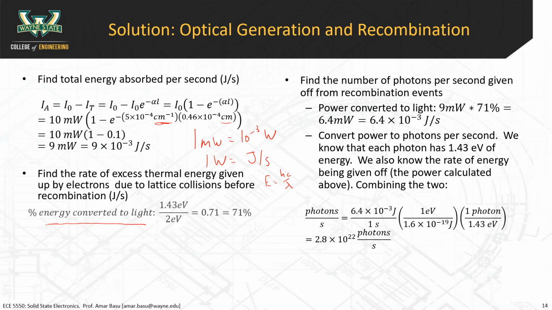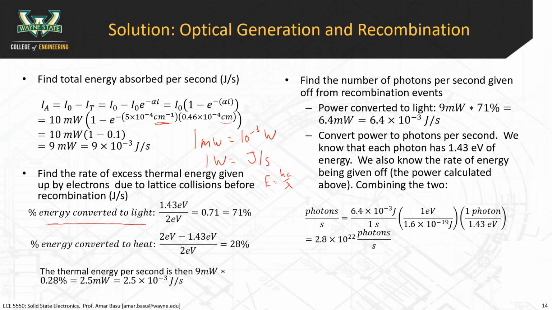All right, so let's go to this again. The percentage of energy that's converted to light is 1.43 electron volts divided by 2 electron volts, that's 0.71, 71%. And the percent that's converted to heat is 2 electron volts minus 1.4 electron volts. This is the 0.6 electron volts that I was showing you in the last slide. Divided by 2 electron volts is 28%. So it's almost a 70-30 mix there of light conversion versus heat conversion. We're only concerned with the heat in this particular part of the problem.